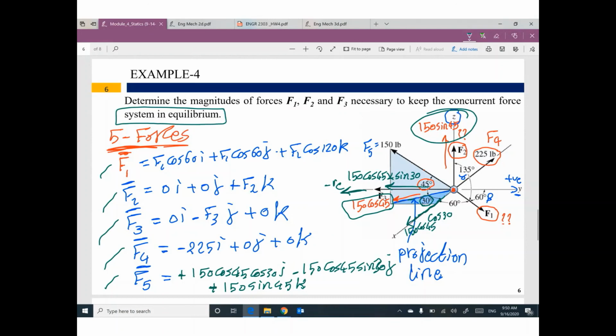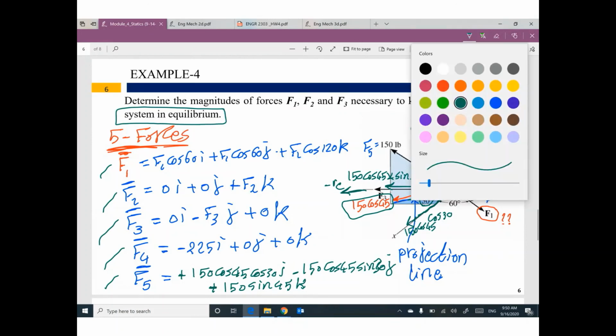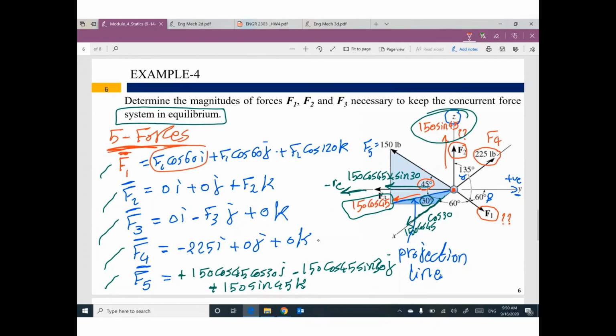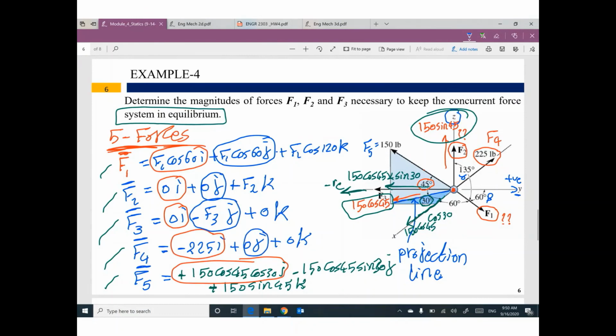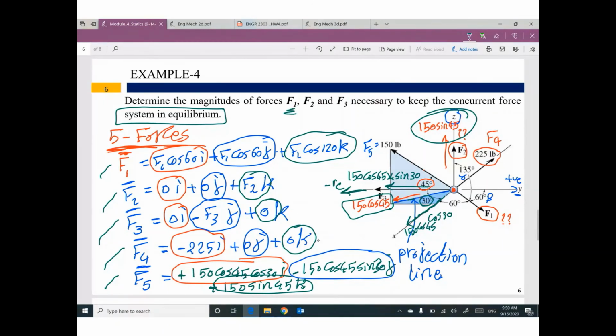What does it mean? It means the x components add up to 0. The y components add up to 0. The z components add up to 0. We have 3 equations and 3 unknowns, so I can figure out these unknowns.